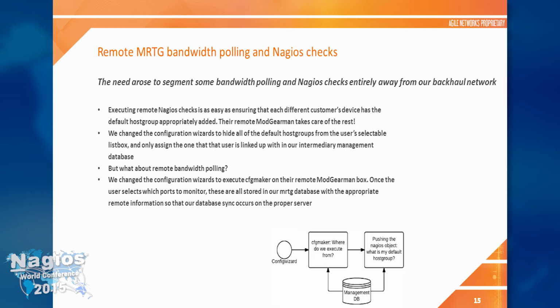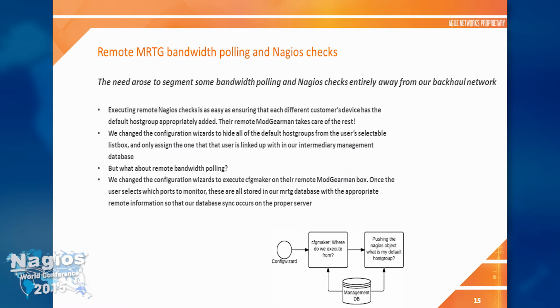So we changed the configuration wizards to hide all of the default host groups, so all of the ones that are created by our configuration wizard script or any of the segmented host groups are all hidden from view. The customer can't check those when they're going through the checkboxes: add me to this contact group, add me to this host group. All of the ones that are created automatically are hidden.